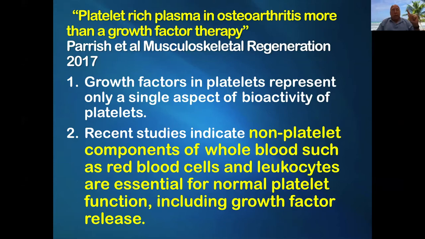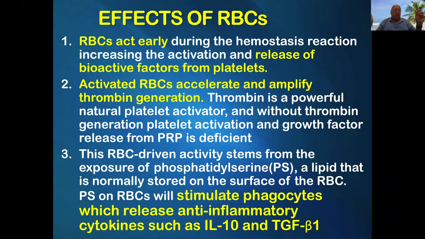Now, what effects do RBCs have? Well, some people say, oh my God, RBCs are very detrimental to the joint. Look at a hemophiliac. Yes, in a hemophiliac with multiple bleeds, that could be a problem. But when we look at the real science, activated RBCs can accelerate and amplify thrombin generation. Very important, because the thrombin can help platelets become activated. Also, RBCs can indeed help stimulate phagocytosis, which can actually result in the release of interleukin-10 and TGF-beta 1.